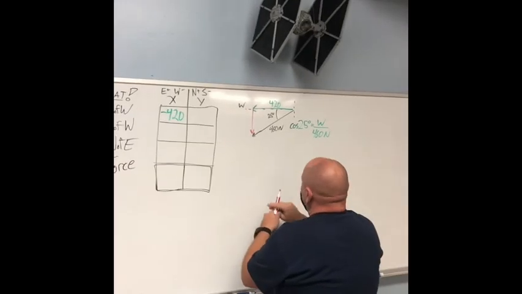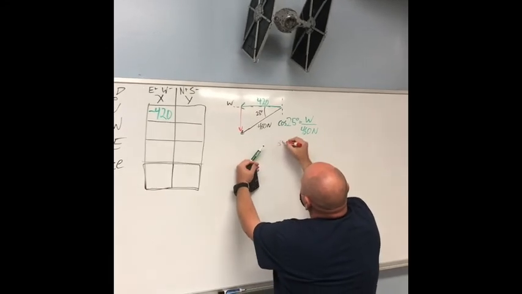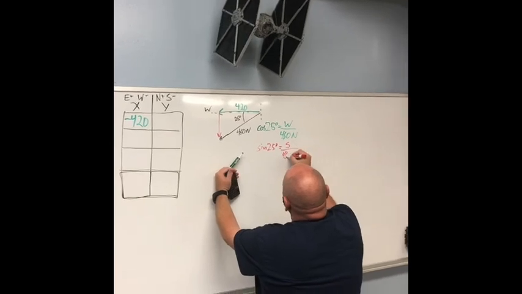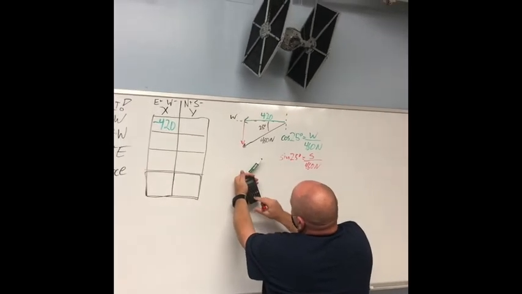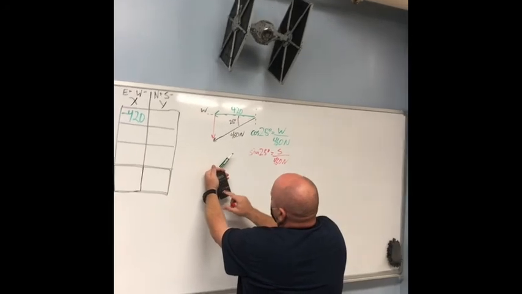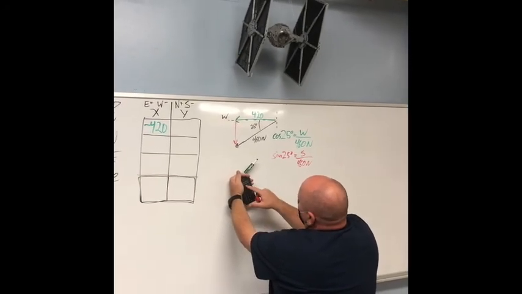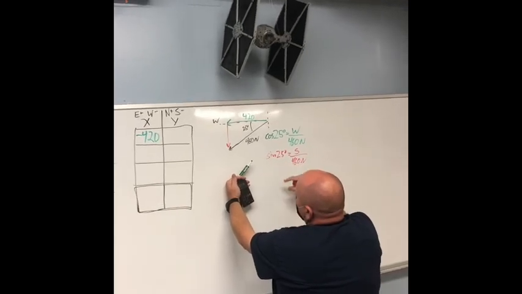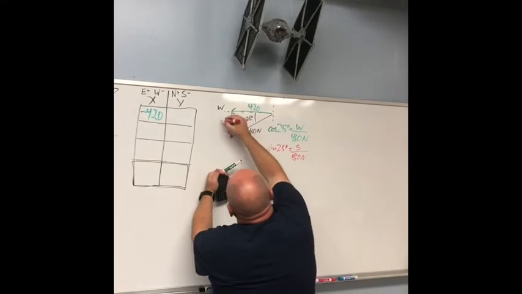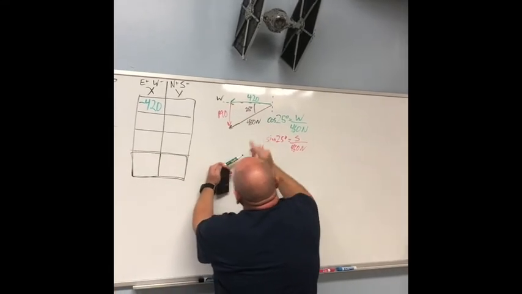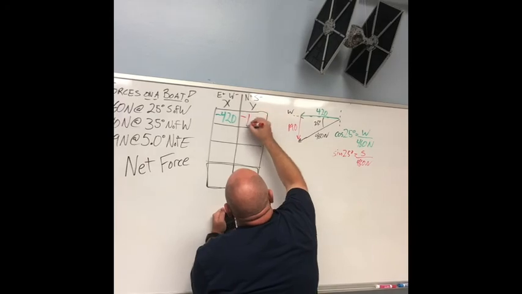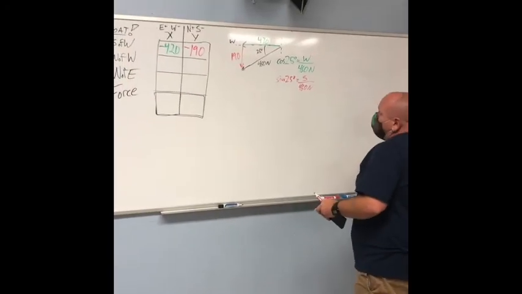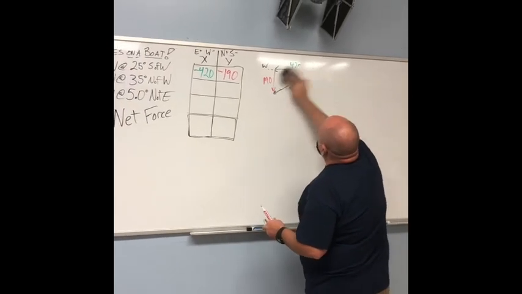420. All right? So here I have sine, so sine 25 equals south over 460. So 25 sine times 460, and I get 194. Again, two sig figs, so I'm just going to round that down to 190, and that's south, so that's also negative. So boom, first one done. I'm going to go ahead and erase this.